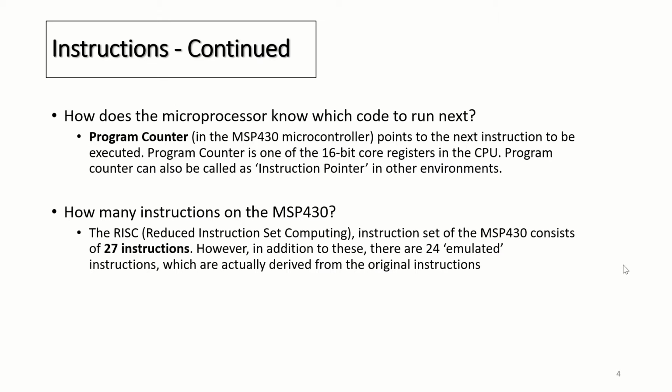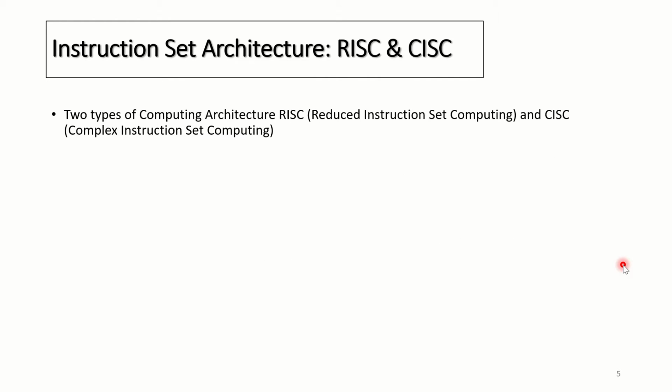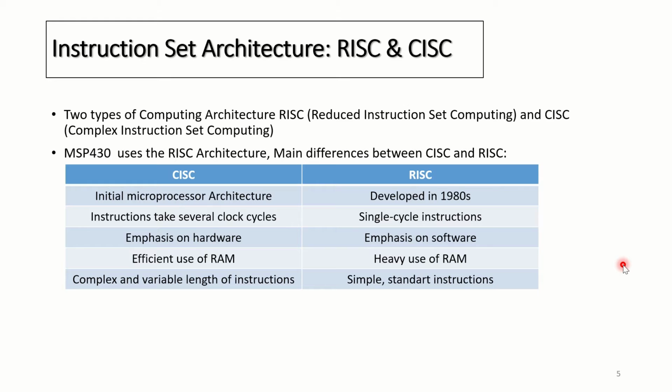Now let's see RISC and CISC in more detail. We can speak of two different types of computing architecture, RISC and CISC. RISC stands for Reduced Instruction Set Computing, and CISC stands for Complex Instruction Set Computing. Main differences between RISC and CISC are listed in this table. While the CISC is the initial microprocessor architecture, RISC has been developed in the 1980s.